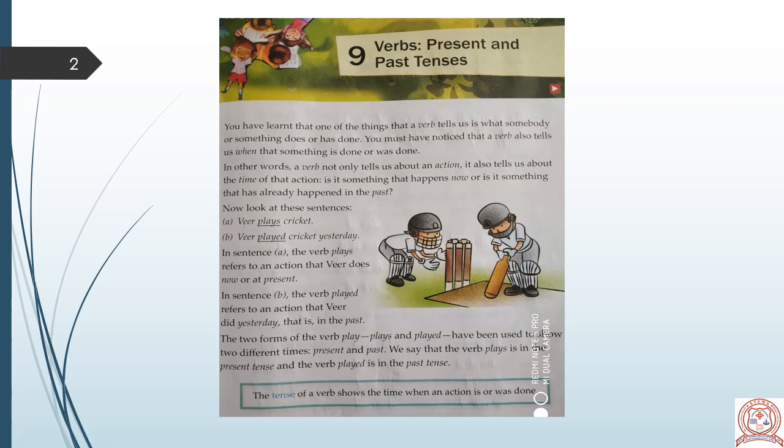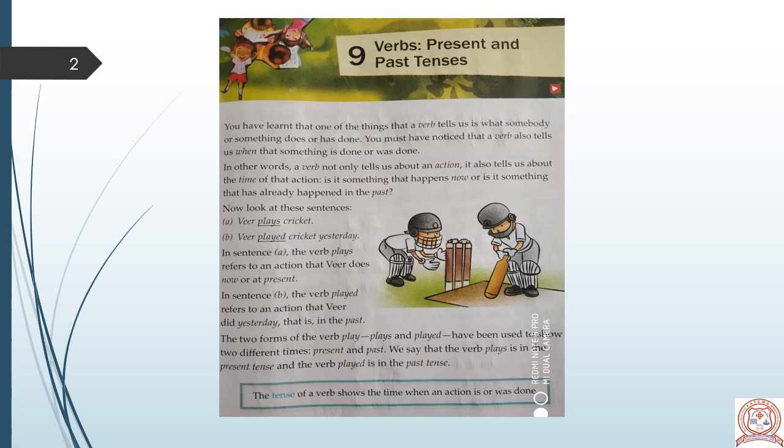Second example, for present tense is do. D-O, do. And for do, past tense is did. D-I-D, did. Third example, keep. K-E-E-P, keep. And for this, past tense will be kept. K-E-P-T, kept. Fourth example, take. T-A-K-E, take. And for this, past tense will be took. T-O-O-K.